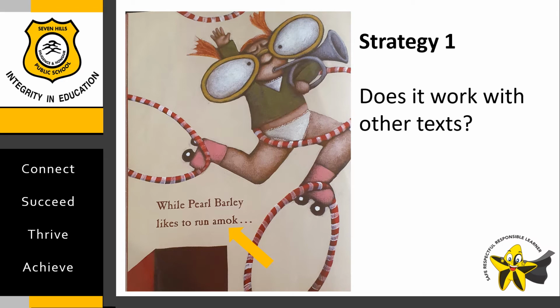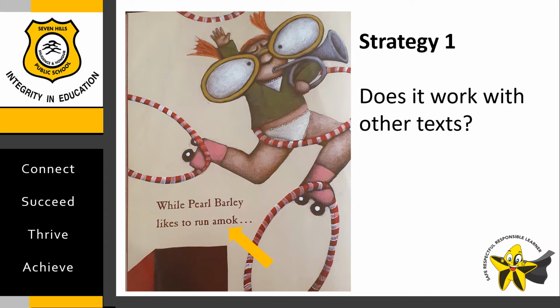And on this particular page, I've read this with a number of students, and sometimes they get stuck on this word. "While Pearl Barley likes to run amok." What does that mean? To run amok.